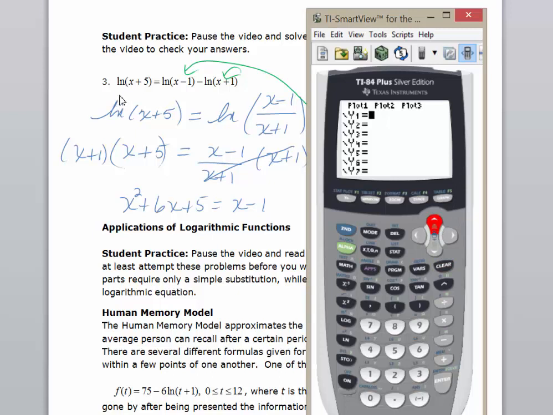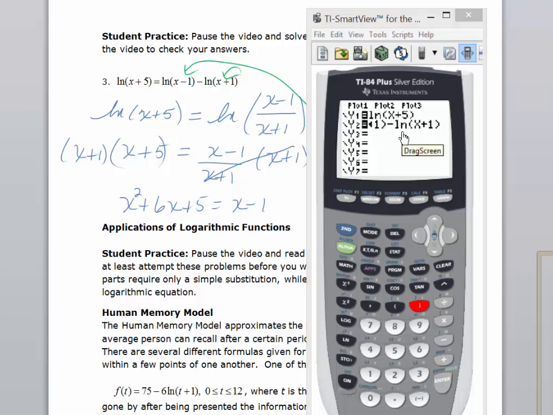I'm going to type in the left-hand side of the equation in for y1. So it'll be the natural log of x plus 5. And then in y2, I'm going to type in the right-hand side of the equation, which is the natural log of x minus 1 minus the natural log of x plus 1. And if the two sides of this equation have a solution, there'll be an intersection of these two graphs.